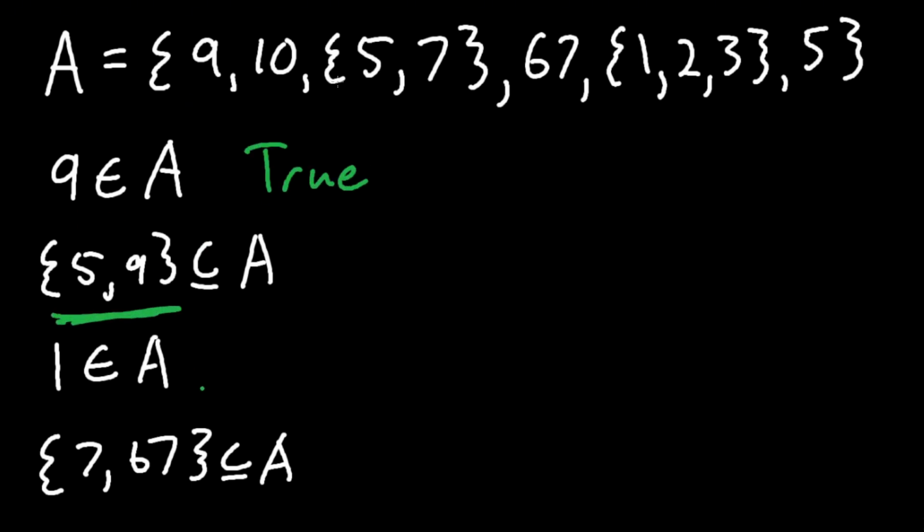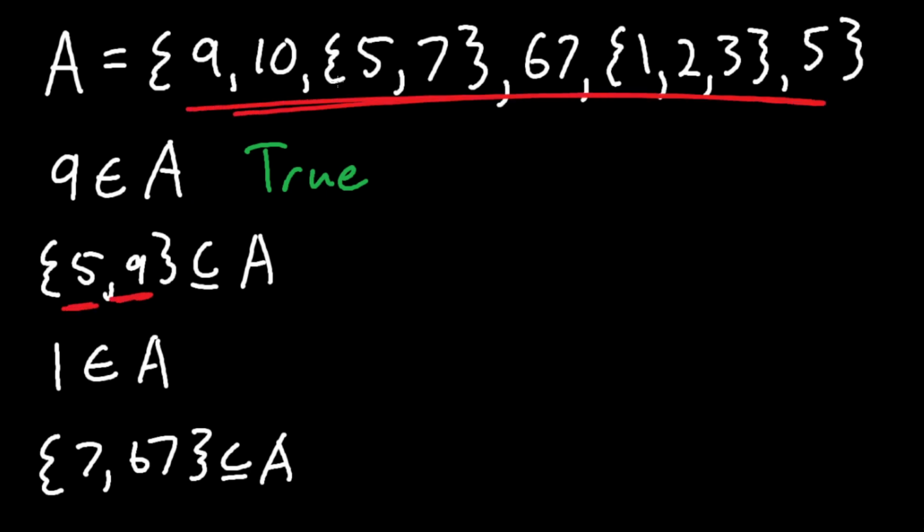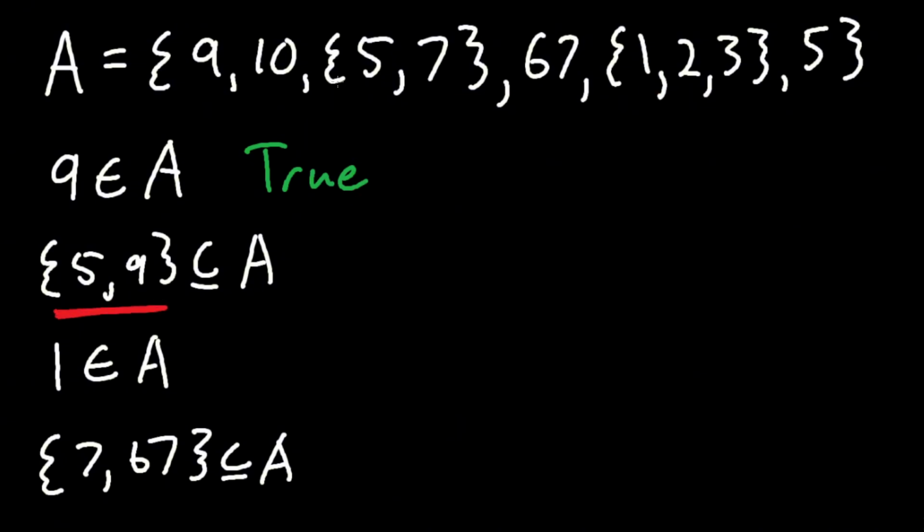Is {5, 9} a subset of set A? So what's the definition of subset? The definition of subset is that every single value in this set exists in this set. Okay? So every single value in this set exists in A. Well, we can test that out. We have a 5 here, and we also have a 5 here. We have a 9 here, and we also have a 9 here.